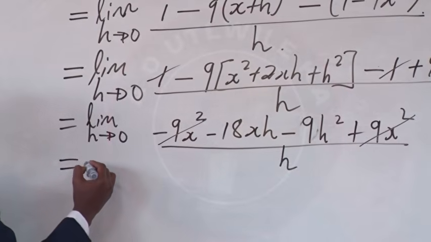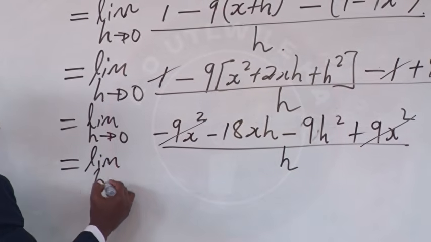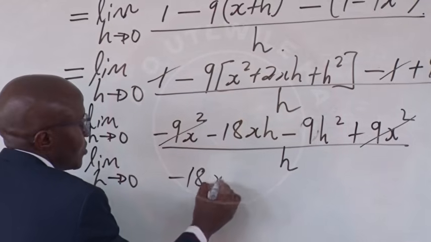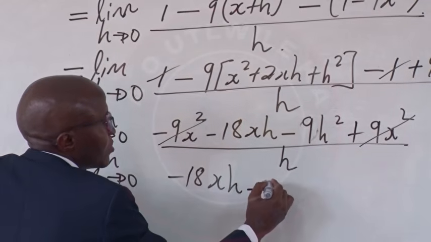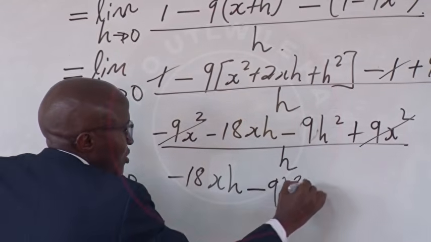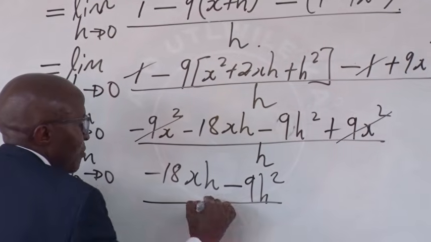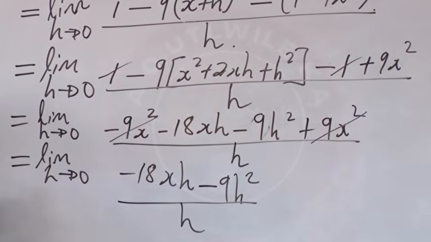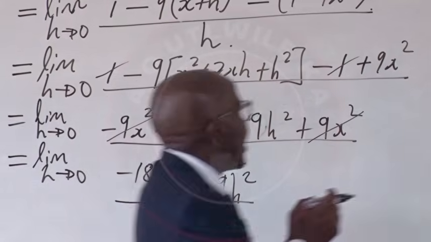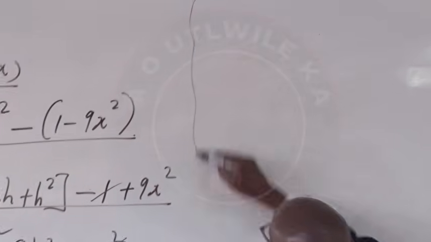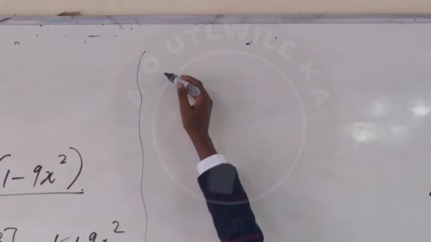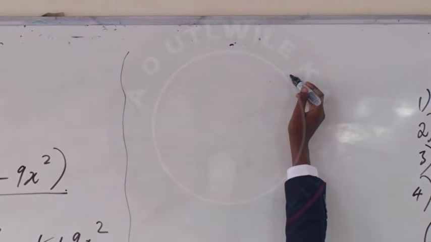Good. Continue. Limit of h approaching 0, negative 18xh minus 9h squared, all divided by h. There you see my equation is getting smaller. What must I do from here? I will just factorize. Are you sure?